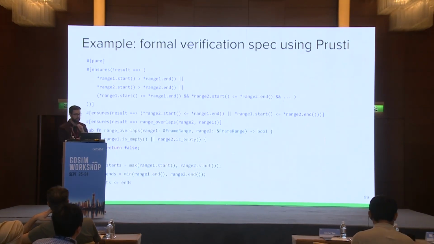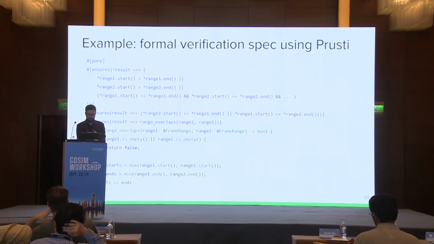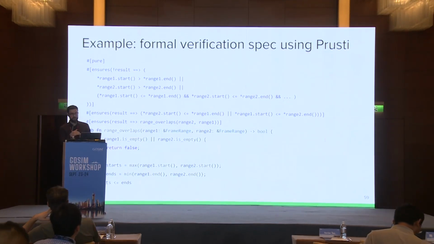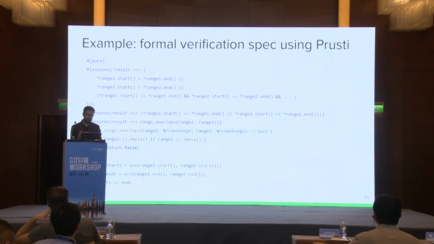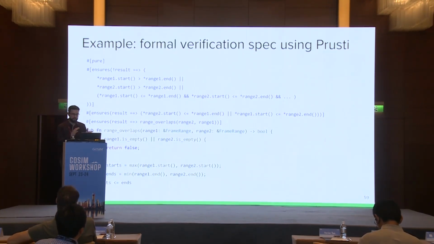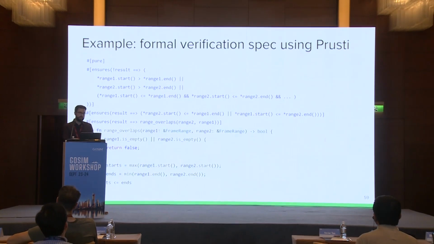There's a bunch of other functions involved, but you can see we have a series of conditions. The first condition, this big ensures block here, says if the result is false, these are the conditions that must hold. And the latter two ensures blocks say, if the result is true, meaning there is an overlap, these are the conditions that should hold. Then this Prusti tool can take these conditions and run them through the SMT solver, and we can get some formal guarantee about whether or not this function is correct and whether it actually does what it says it should.